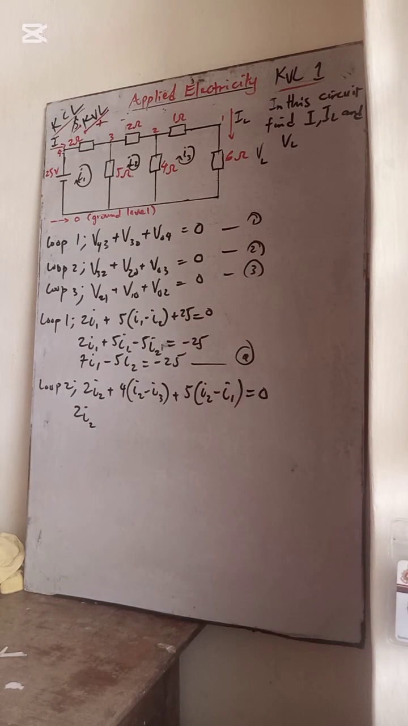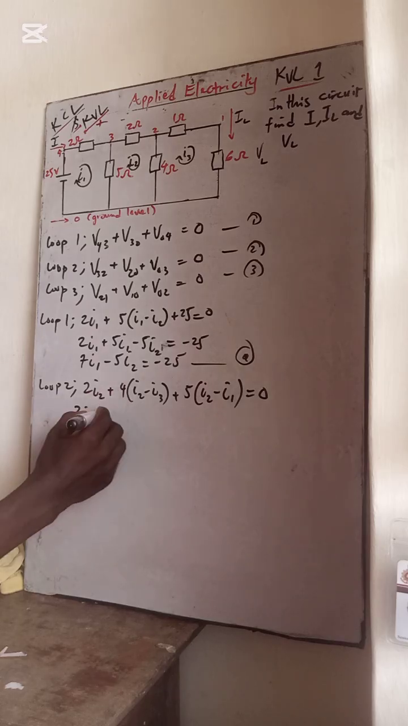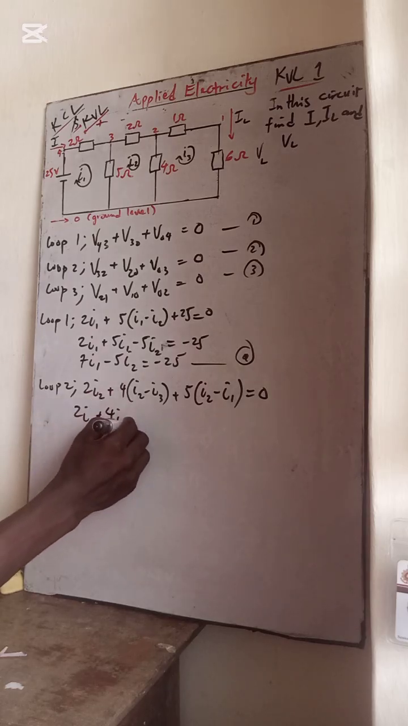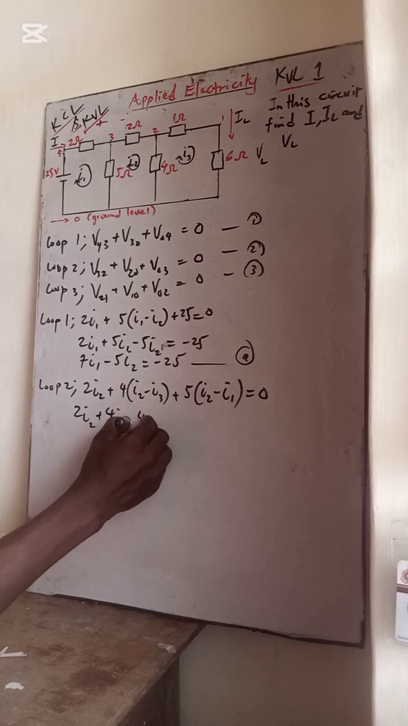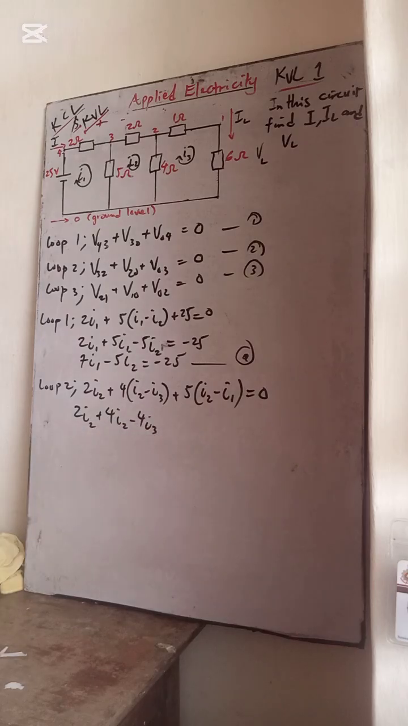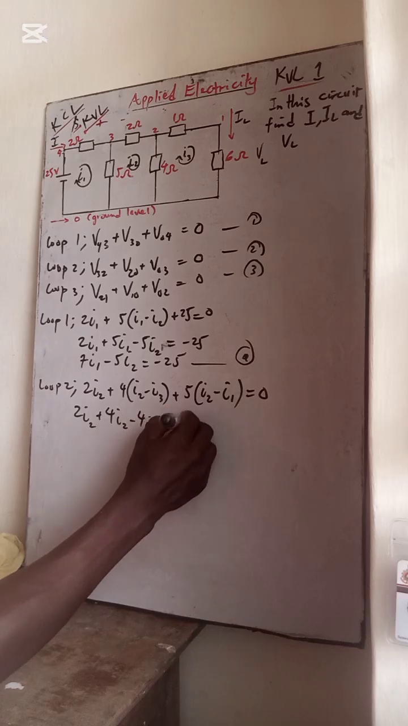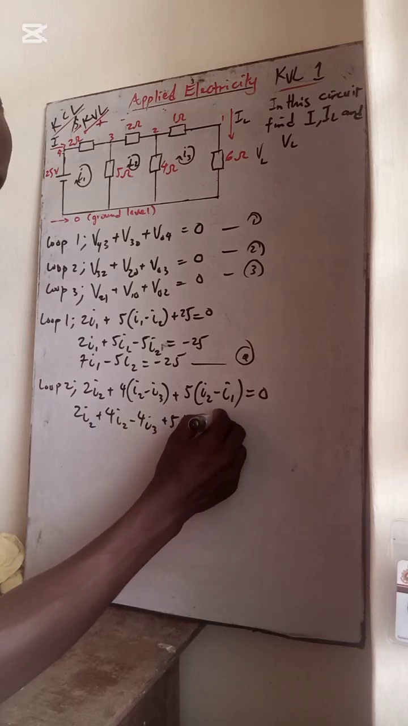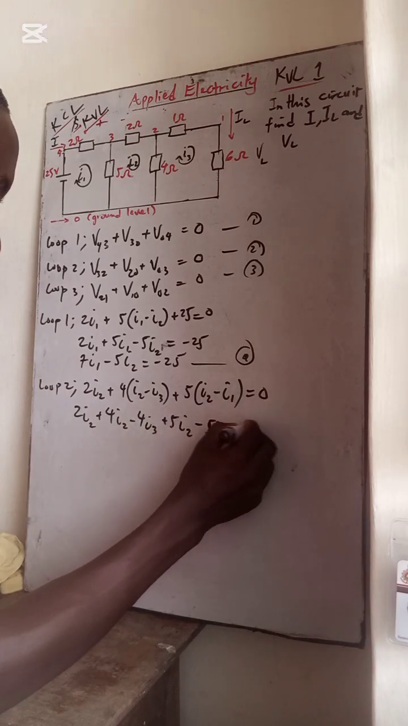2I2 plus, let's bring this out. We have 4I2 minus 4I3 plus 5I2 minus 5I1 is equals to 0.